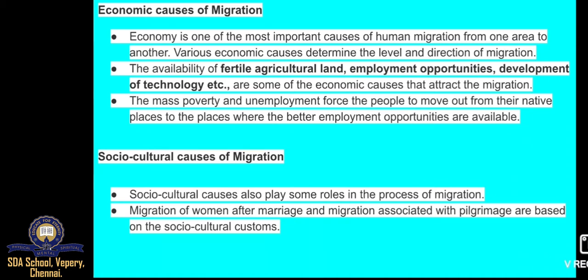Mass poverty and unemployment force the people to move out from their native place to the place where better employment opportunities are available. So these are the economic causes of migration. And next, socio-cultural causes of migration. Socio-cultural causes also play some role in the process of migration. Migration of women after marriage and migration associated with privilege are based on socio-cultural customs.